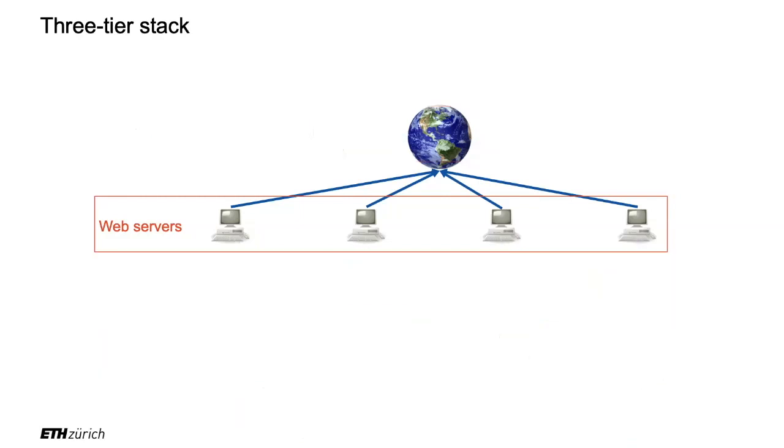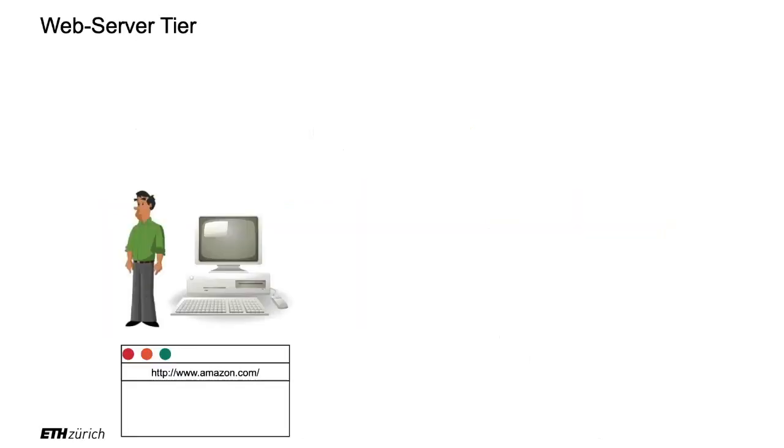Now, if you go into more detail, let's start with the web servers. This is what you connect to when your browser wants to connect to a website. You type www.ethz.ch or something in the address bar, and you're connecting to a web server. So let's do that. Here somebody is connecting to Amazon.com. What this does is that it sends an HTTP request.